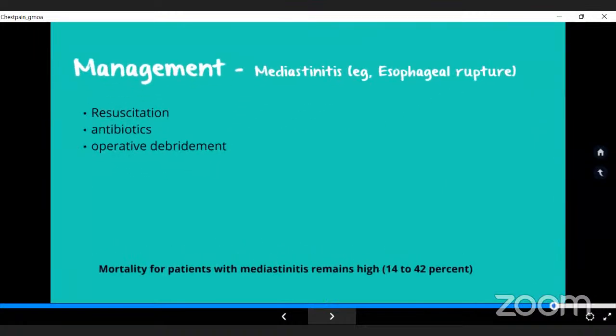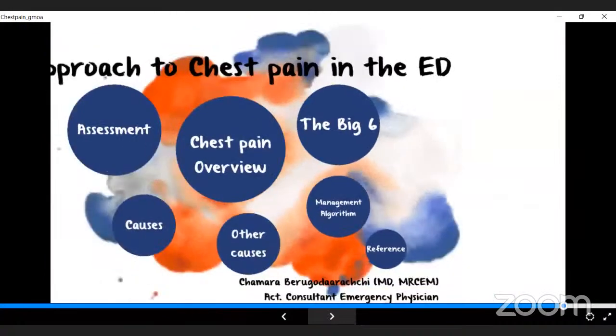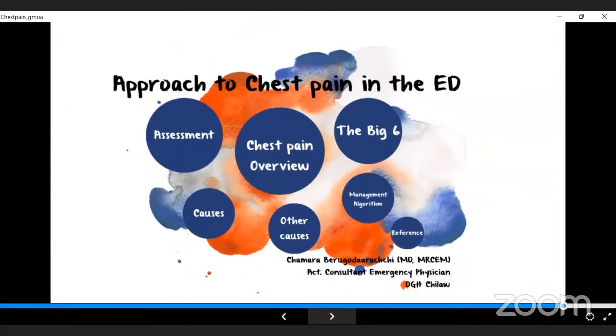They are very ill. They need immediate resuscitation with antibiotics, fluids, and urgent cardiothoracic referral for operation and debriefing. They don't have a good prognosis anyway. That's all about the big six.